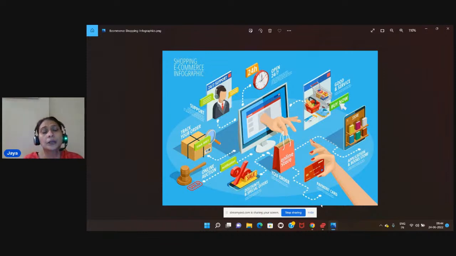Now, your second question when you are running this e-commerce business: how can you use this QR code? What are the points you have to keep in mind when you are running this e-commerce business through QR code?